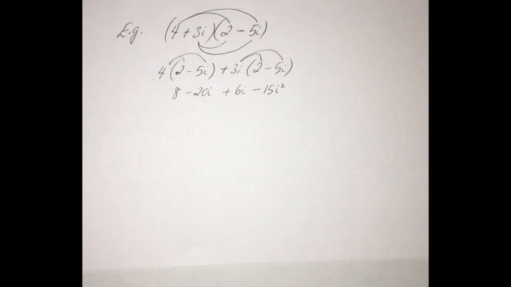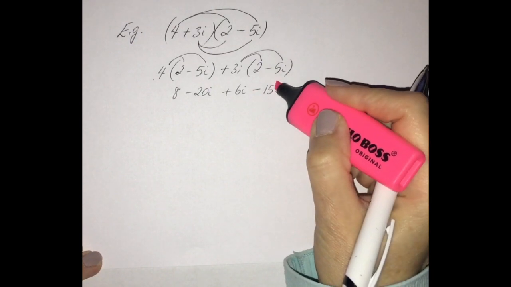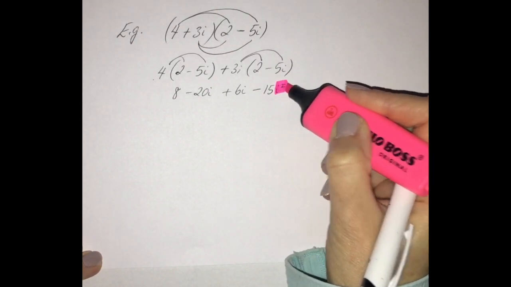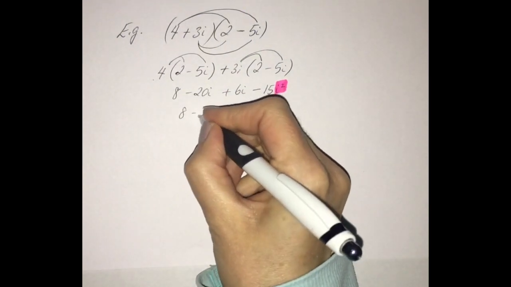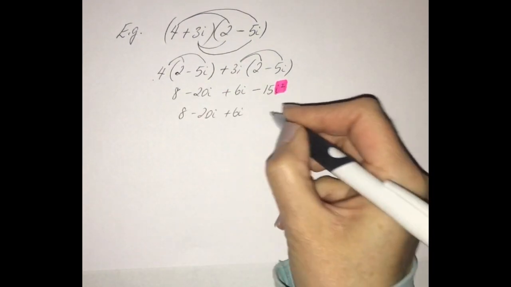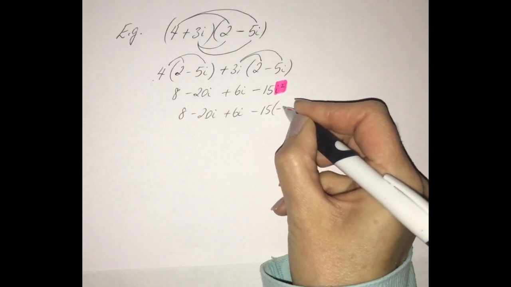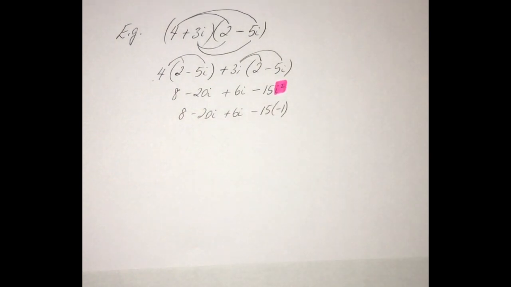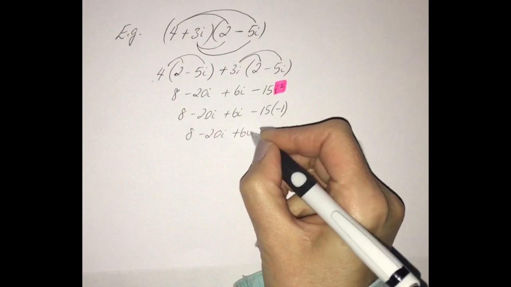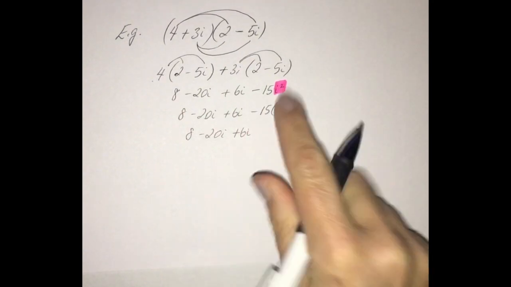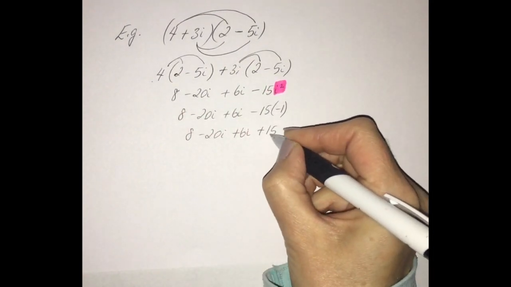Now immediately, if you see an i squared, what should be coming to mind is that has to be replaced by minus 1. In other words, we're going to sub in minus 1 for that i squared. So I end up with 8 minus 20i plus 6i minus 15, and then, in brackets, I'm subbing in my minus 1. So that then gives me 8 minus 20i plus 6i, minus 15 by minus 1 is a plus 15.